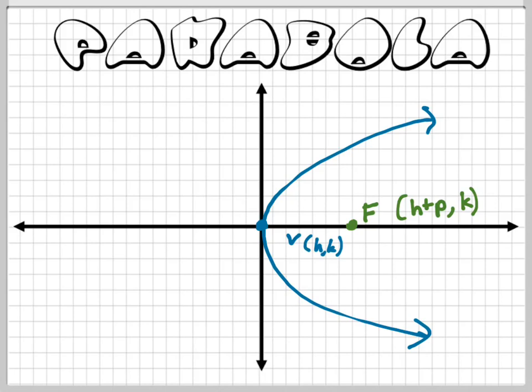Because it's horizontal, the side that has the 4P, that one has the X. And minus H is always with the X. So this one has the 4P times X minus H, because it's horizontal. The other side is going to be y minus k, because minus k is always with the y, squared.